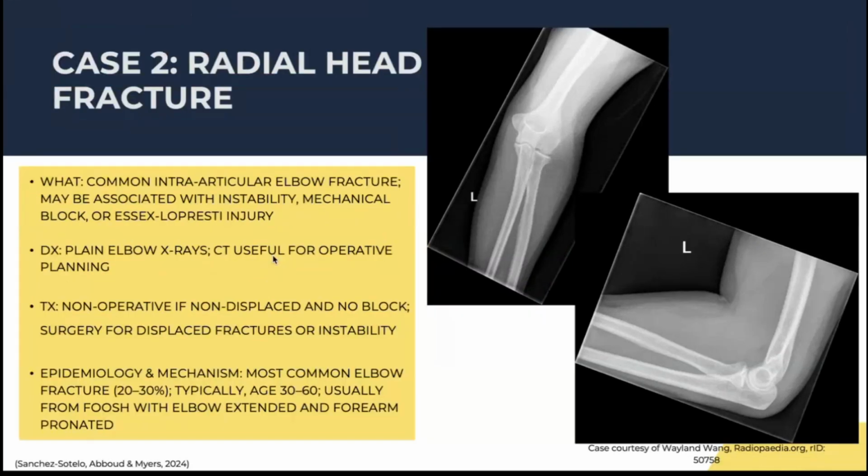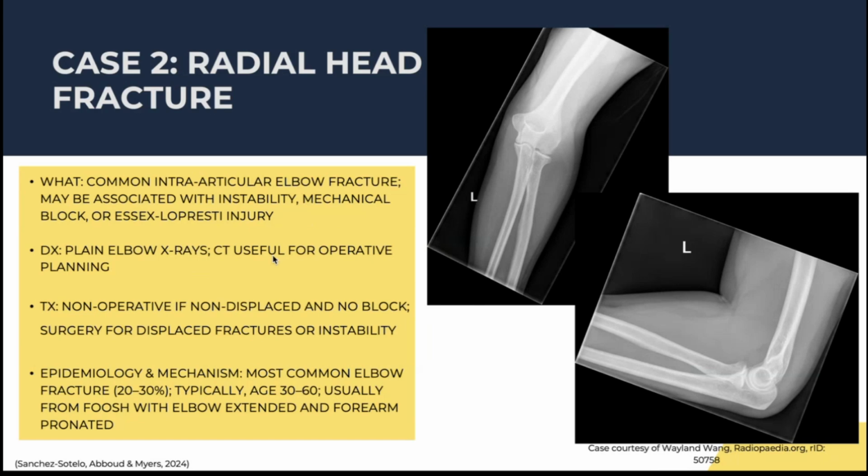Okay, so yeah, this is a radial head fracture, which is a very common intra-articular elbow fracture, and it could be associated with instability, a mechanical block. So that would be something, say, like an injury that's happened before, or there's something in there that's physically stopping that joint from moving properly, which could be like loose bone fragments, or any new bone formation that's in there, like osteophytes or something like that.